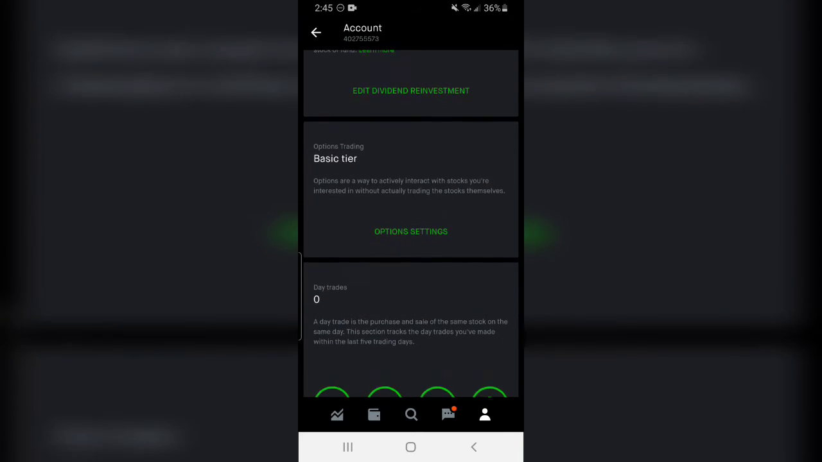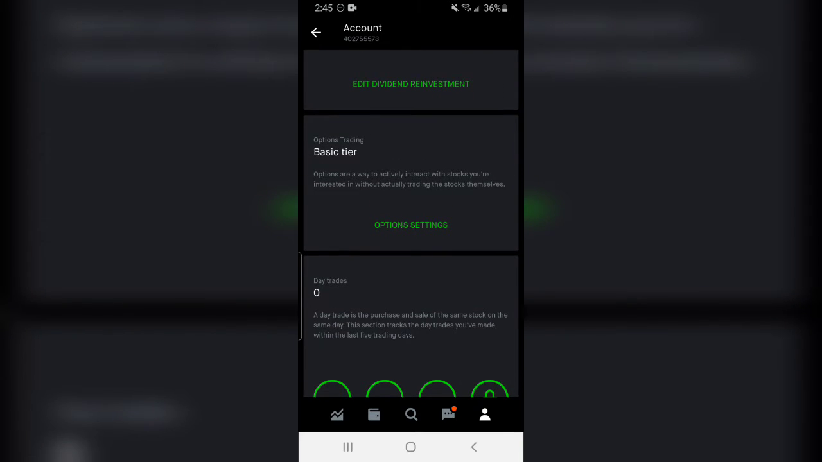You can also do options. I also trade options, but options are more risky, and we'll get onto that later, since that's more difficult. But right now, since we're beginners, we're going to start with just stocks.